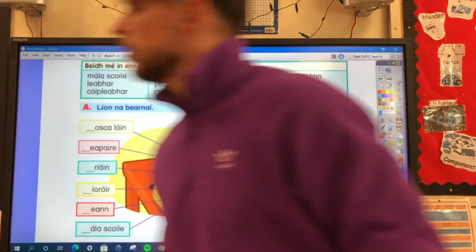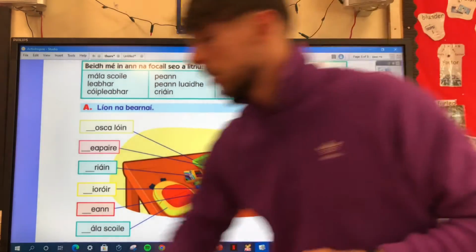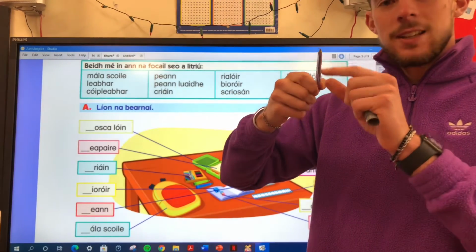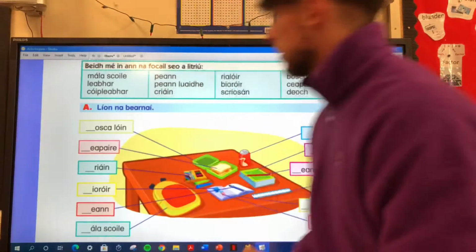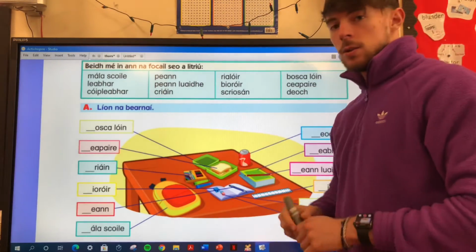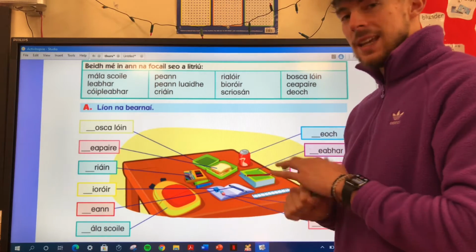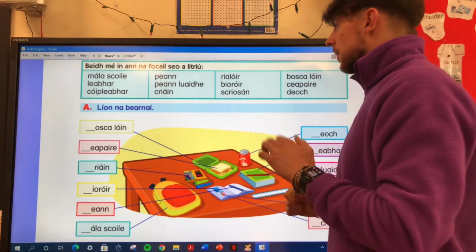Agus cad é peann luaí? So peann luaí is a pencil, right? So níl an rud seo peann luaí mar tá ink isteach sa peann, right? So there's ink in it, so it can't be a pencil. Okay, crayon. So you colour with crayon. So you colour with this, right? So what is it? A crayon.